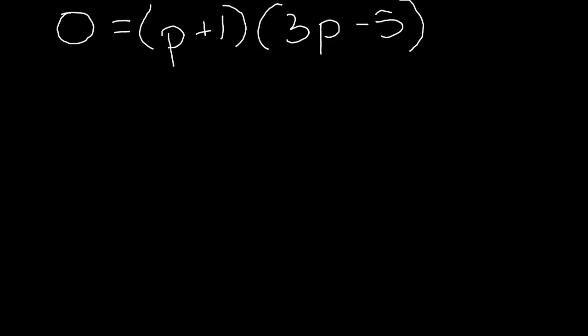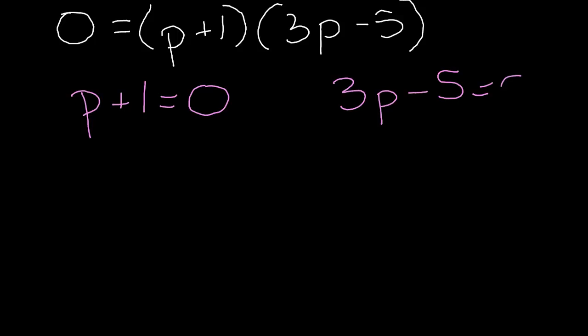What we need to remember is anytime you multiply anything by 0, the answer comes up to 0. With that being said, what you end up having to do is take each factor and make it equal to 0. So we're going to take p plus 1 and make it equal to 0, and 3p minus 5 equal to 0. Now we are going to solve both of these equations.